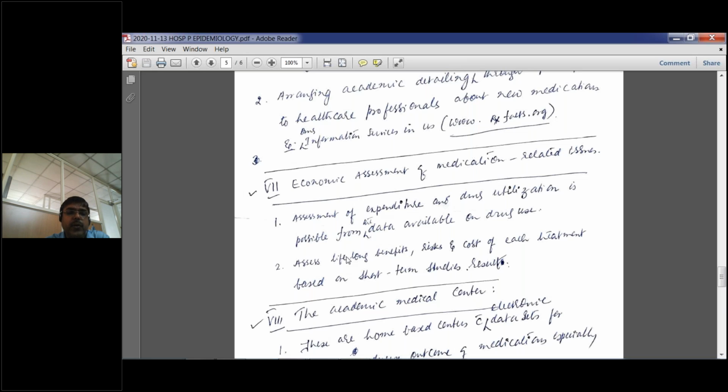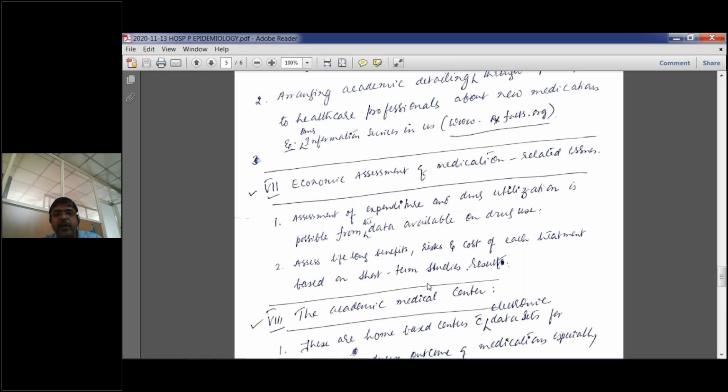In addition to that, pharmacoepidemiology always tries to assess the lifelong benefits, risk, and cost of each treatment based on the short-term study result. For example, some of the life-saving drugs are taken for the whole life of the patient. For example, antihypertensive drugs, sometimes anti-diabetic drugs, cardiovascular drugs. These are to be taken for a whole lifetime. So you need to really predict what long-term benefits they can produce or the risk they can produce in each patient who is taking them. So pharmacoepidemiology helps to assess the economic consequences of such medications with the help of short-term studies.